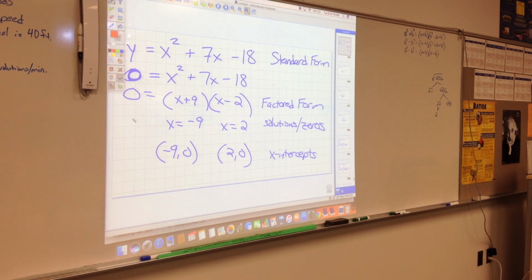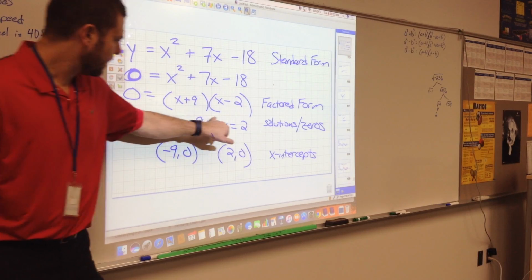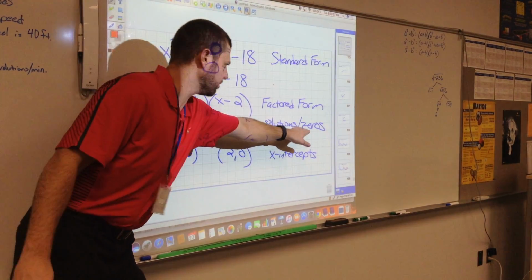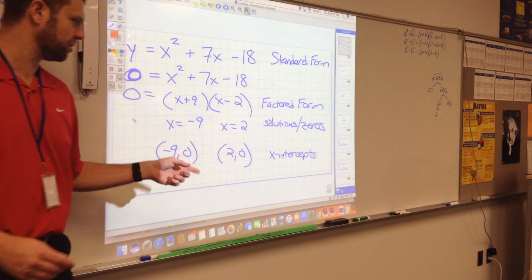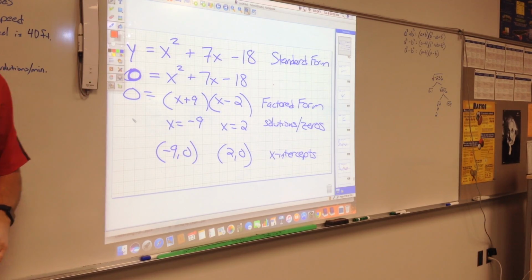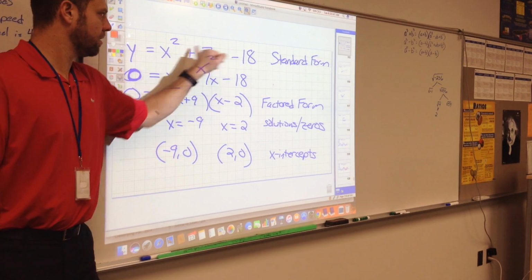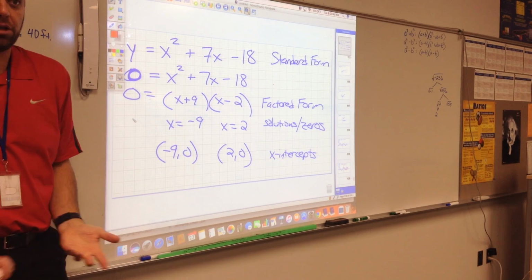And then the real big thing that I wanted you to make a connection on was actually at this step, these are called the solutions or the zeros of the polynomial. Does anybody remember why these are called the zeros of the polynomial? Because they make zero. Awesome. Yeah, if you plug this x value in, you'll get a 0 for y. So they're called the zeros.